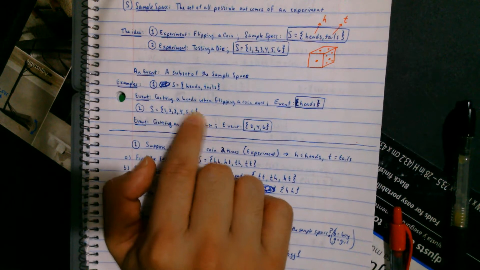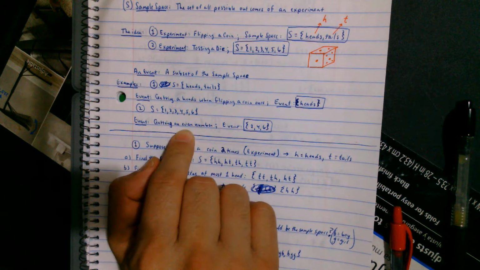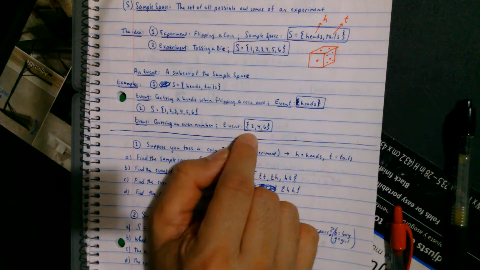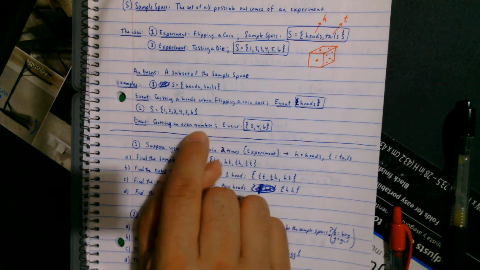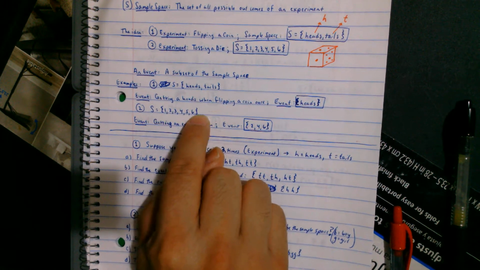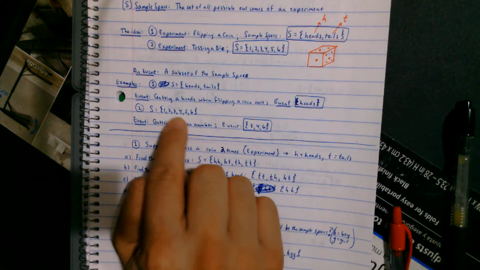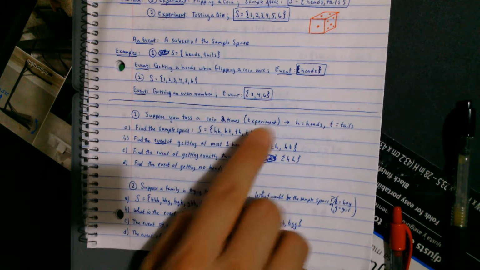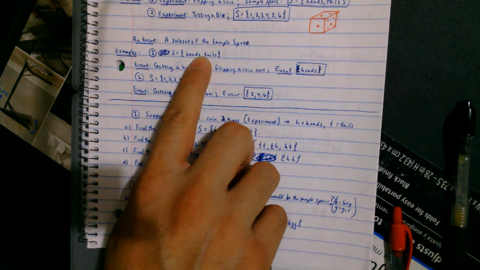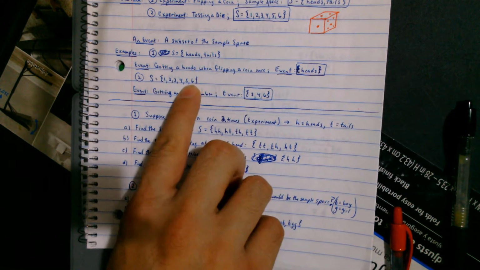Sample space is 1 through 6. So if you toss a die, an event could be maybe I'm going to get an even number. Well, 2, 4, and 6. The event that I get an even number when I toss it once. Or the event that you get a number greater than 5, a number less than 2, those kind of things. So an event is a subset of the sample space.